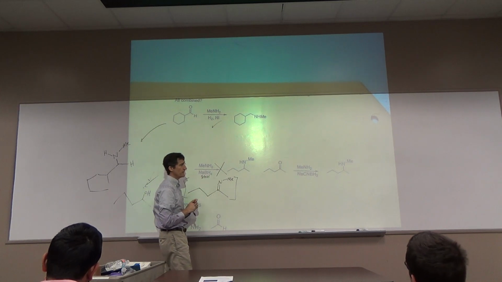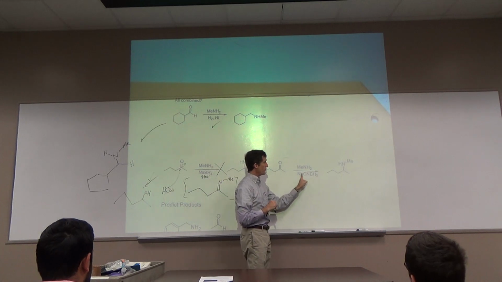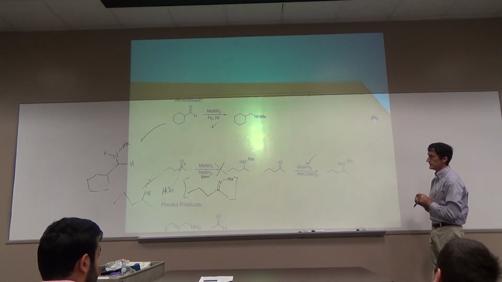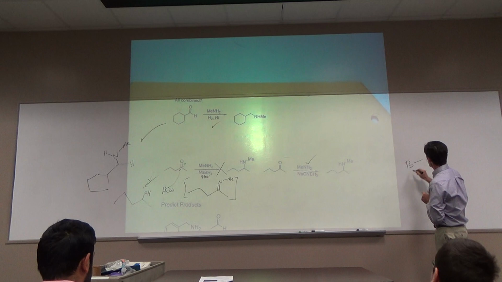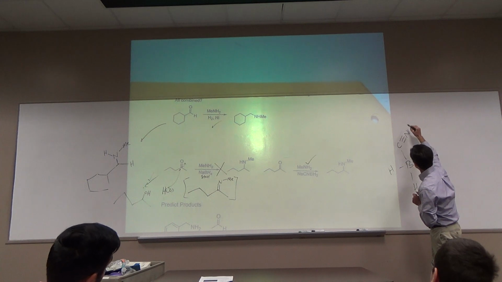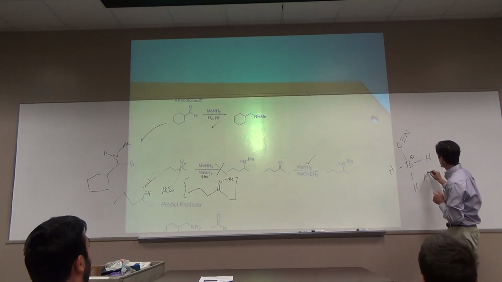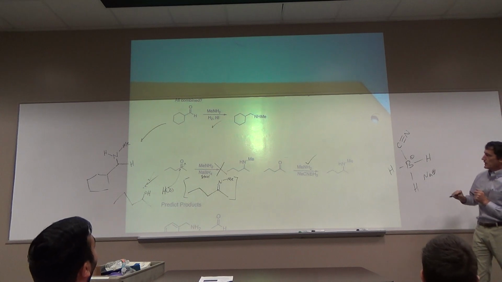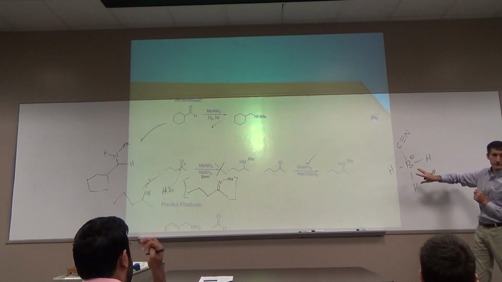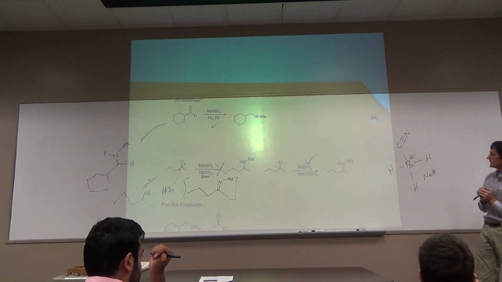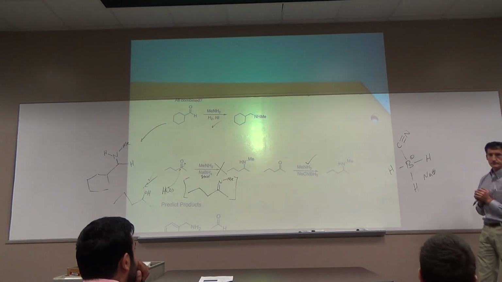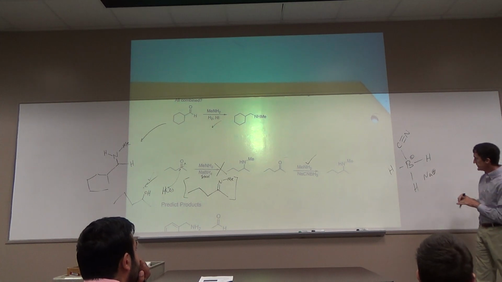We have a new reagent that was developed. If you use sodium cyanoborohydride, it will work. What is sodium cyanoborohydride? We've got a boron with 3 H's and a cyano group. That's a negative charge, and we've got a sodium. One of the H's has been replaced with a cyano group. It's called sodium cyanoborohydride. Is this more or less reactive than sodium borohydride as a hydride source? It is a hydride source.